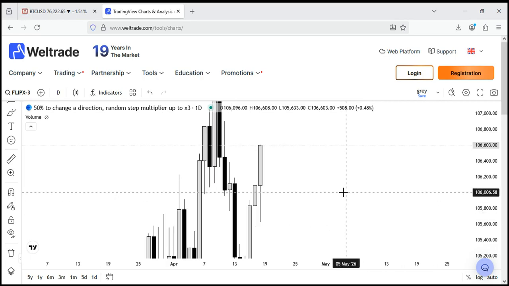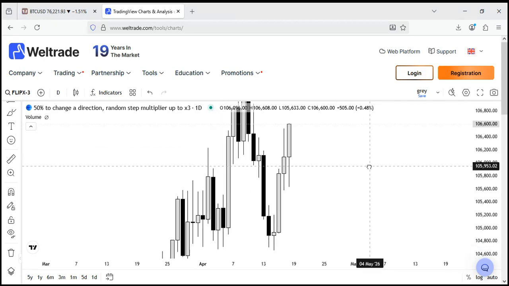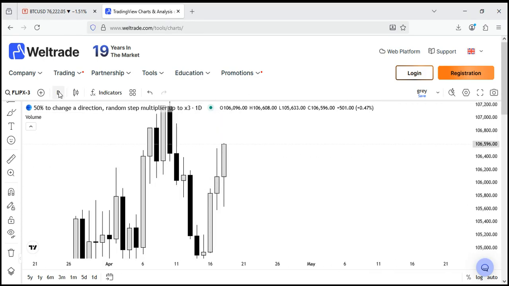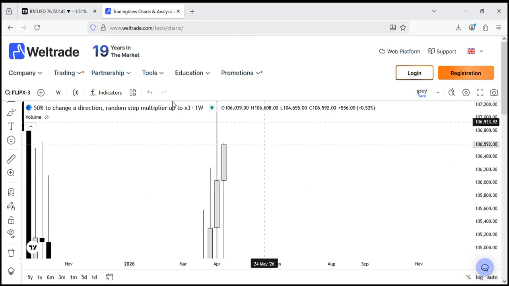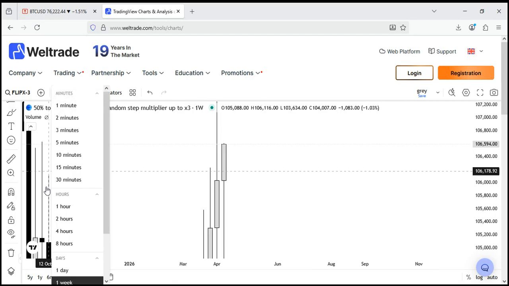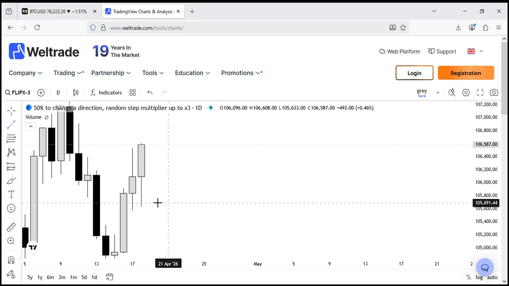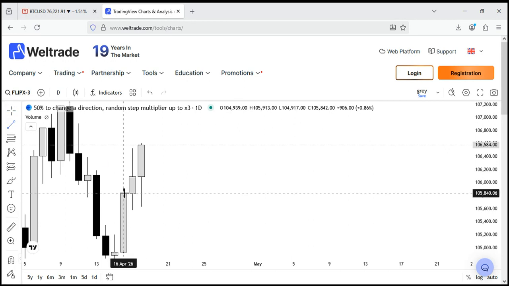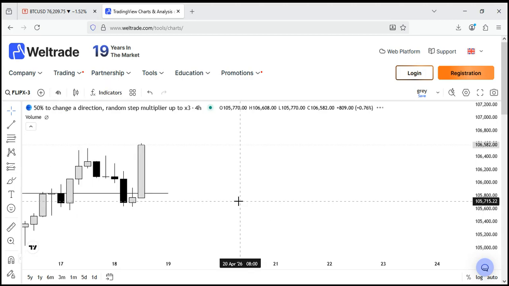We'll be doing an analysis on Flip3 synthetic index here. A quick one. So I went to my weekly time frame. I saw the price has been bullish, so I went straight to my daily time frame. On my daily time frame, I observed that there was a rejection here, bullish. So I went down to a time frame lower.